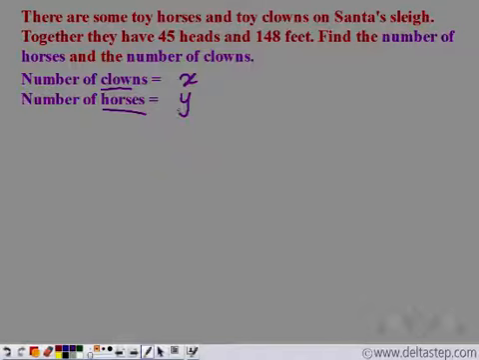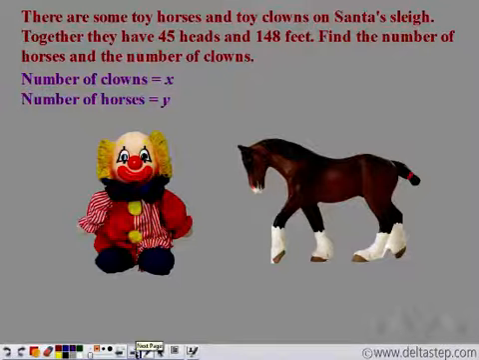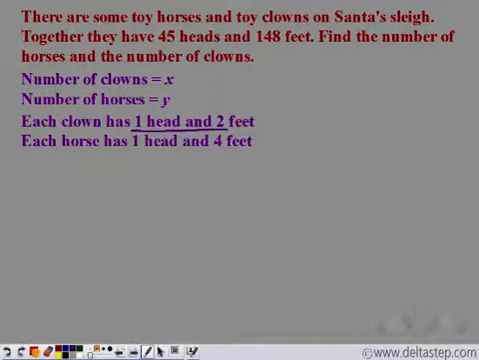Now we have that together they have 45 heads and 148 feet. So we need to see how many heads and feet they have. Each clown has 1 head and 2 feet, and each horse has 1 head and 4 feet. We will require this information to solve this problem.